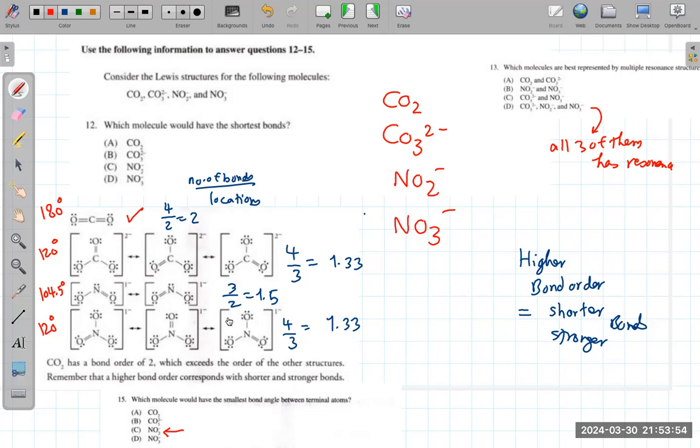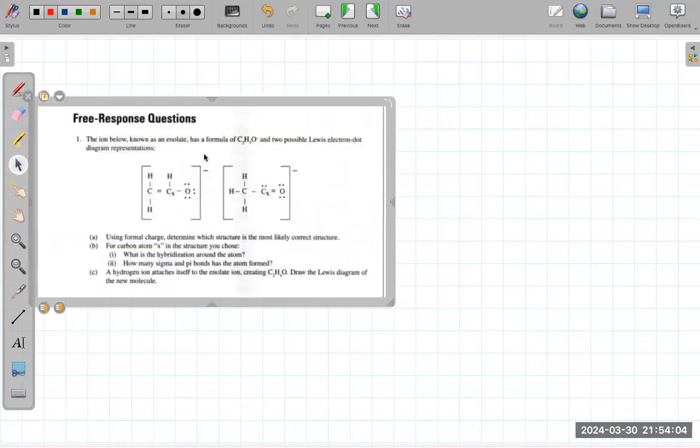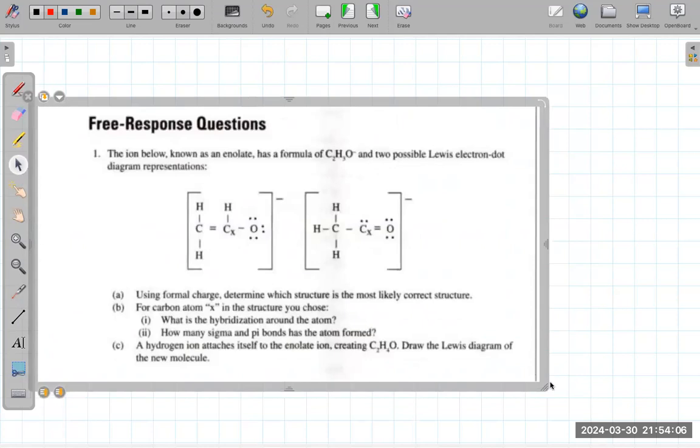Okay. The free response, the ion below. On units 1 and 2, the questions are very tricky. Most people think they are okay, but you see the questions also need very good experience.